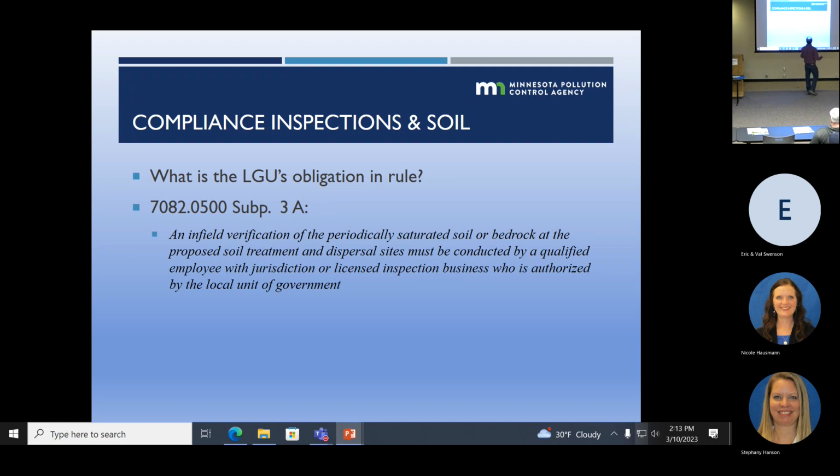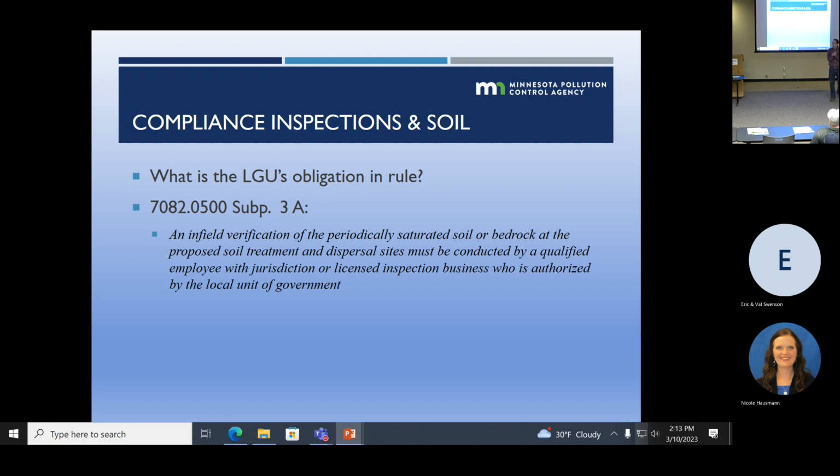So what is the LGU's minimum? The county's minimum says in rule, an infield verification of periodically saturated soil or bedrock at the proposed treatment. Okay. So they are doing an infield verification of the saturated soil, redox, whatever. They're not necessarily doing a boring. Some counties do, some do not. This one does not. So if the county's just doing the bare minimum, you're not able to use that as a prior for one of your two priors.